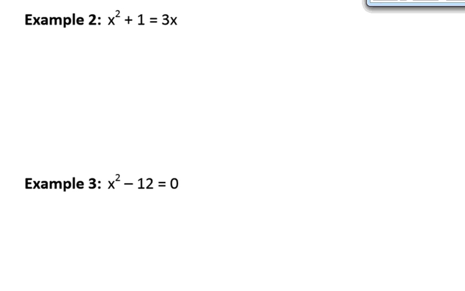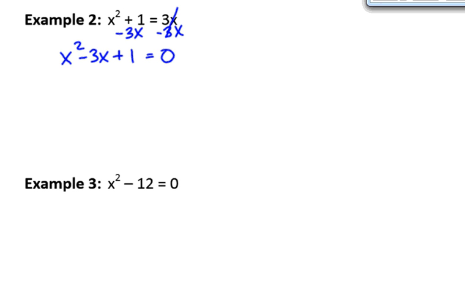Notice example 2 is not in standard form. We have x squared plus 1 equals 3x. So what I want to do is subtract that 3x term on both sides. First of all, because I want to equal 0, and also I want to have ax squared plus bx plus c. All right, so now to write this, I'm going to put my x squared term first, then the minus 3x next, then plus 1, and now I'm in standard form.